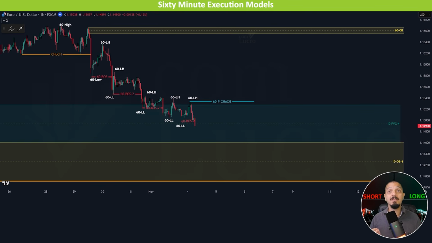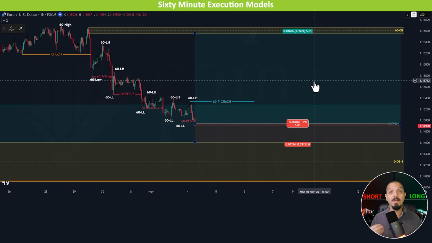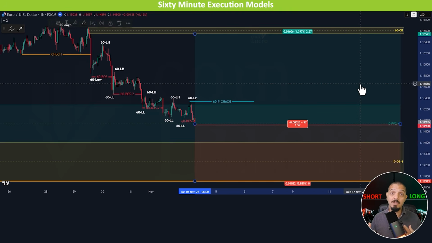When price taps the 50% level of the daily fair value gap, we prepare a buy order targeting the order block on the 60-minute chart that created the last change of character to the downside. With a stop loss placed just below the daily fair value gap, the risk to reward becomes 1 to 4.80. If we choose a more conservative stop, placing it below the daily order block, the risk becomes higher and the reward becomes smaller, reducing the overall efficiency of the setup.